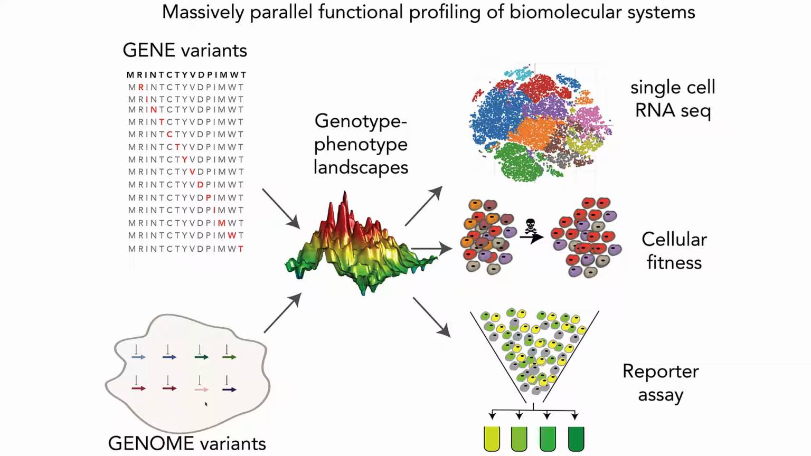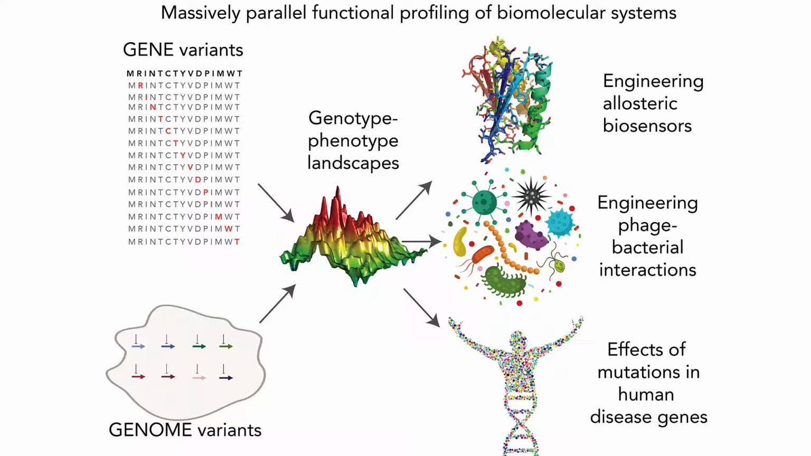Now the question is, how do we measure function? We take a variety of approaches. The function of the biomolecule could be directly coupled to the function of a reporter. It could be coupled to cellular fitness, or it could be coupled to single-cell RNA sequencing, where we then map each mutant to the entire transcriptome of the cell.